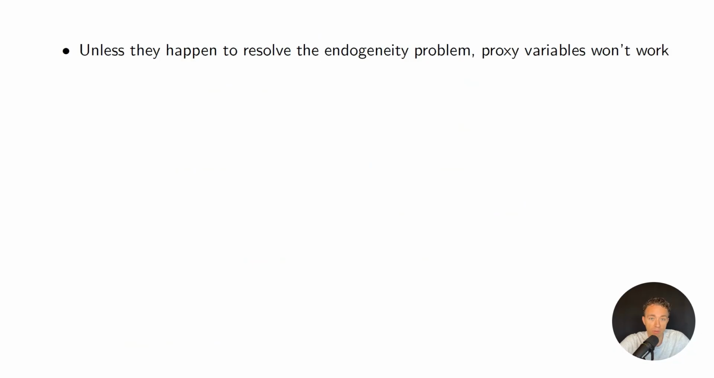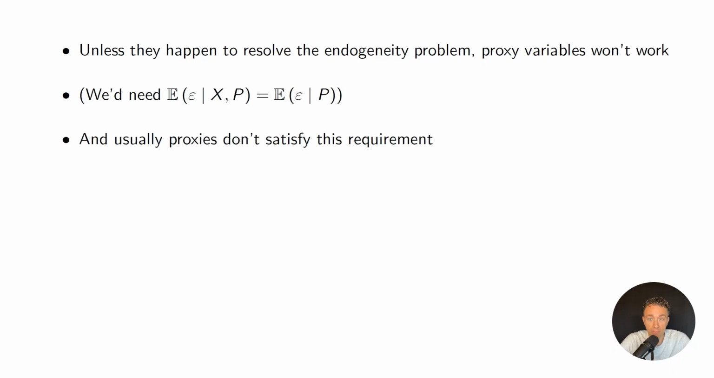So the moral of the story from here is that if we introduce a noisy proxy, that's going to perhaps reduce our omitted variable bias, but it's also going to attenuate our estimate of the coefficient of interest. So what we need is a proxy that's so good that it removes the endogeneity of X. That's what these conditional expectations here are showing. It just says that if I know P, then I don't need to know X to learn what's in epsilon. And not surprisingly, proxies don't usually satisfy this requirement. This is a very tall bar to clear.